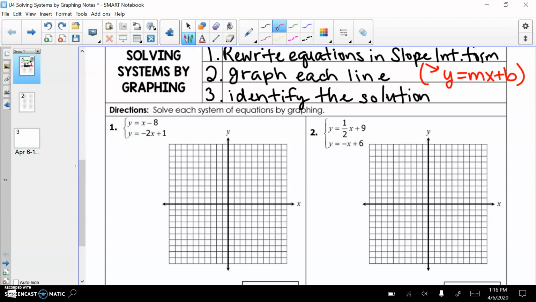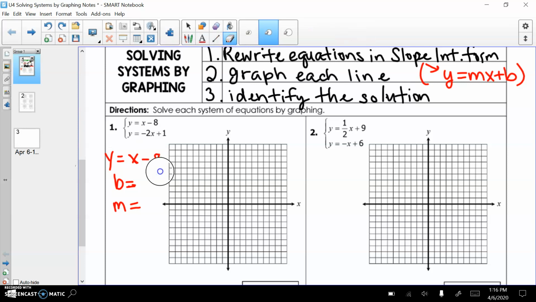Okay, so this first equation is y equals x minus 8. The first thing you want to look for is, remember, what's your b equal? What is your m equal? This part should be review. In this equation, what number is in the spot for b? In this case, b is -8.